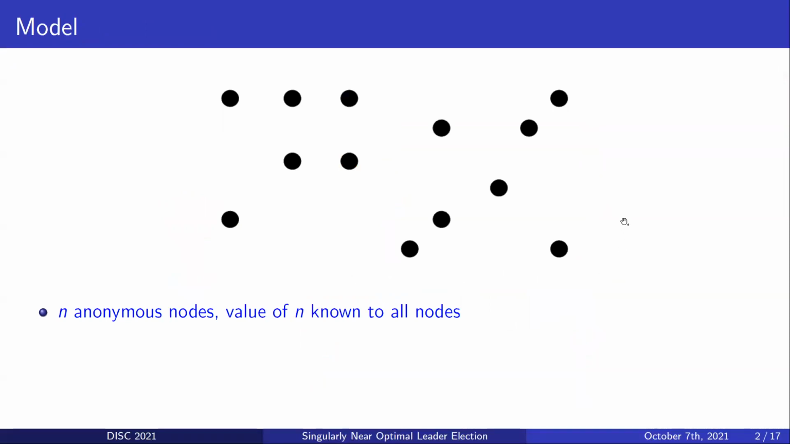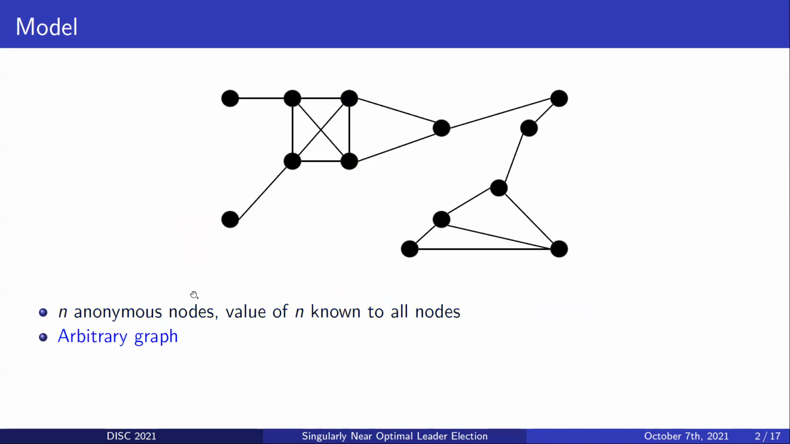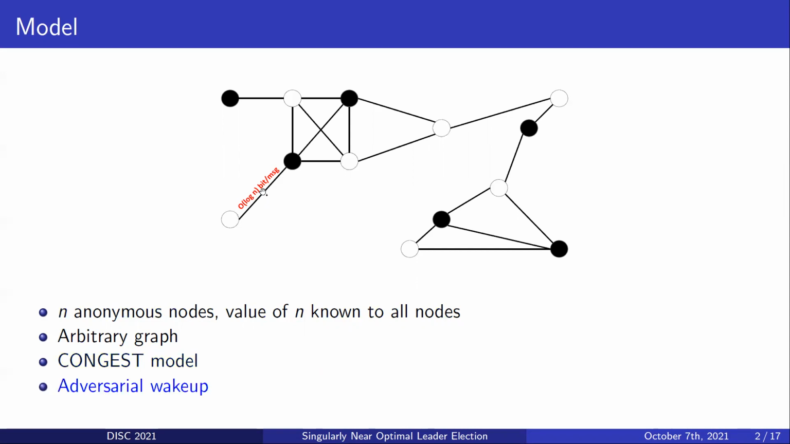Now, looking at the model a little more closely, we see that there are n anonymous nodes, which is to say these nodes don't have IDs. But the value of n is known to all nodes in advance. So if there are 27, it's known to all the nodes. These nodes are connected in an arbitrary graph. And we consider the CONGEST model, which is when messages are sent along an edge, the message size is restricted to O(log n) bits.